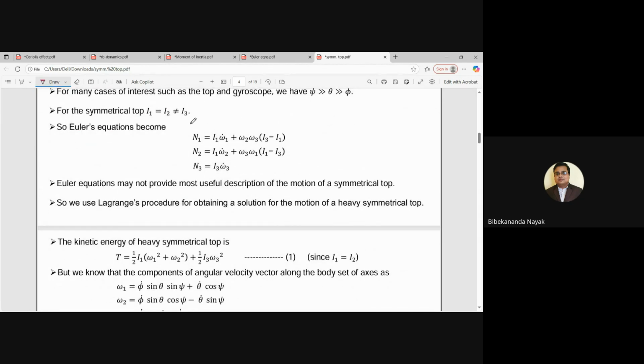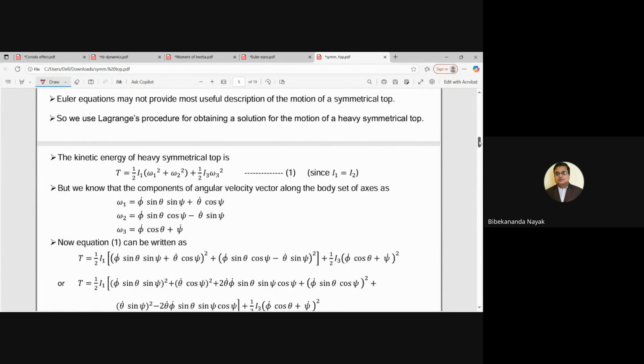For the symmetric top, we assume I1 is equal to I2, since the z-axis is an axis of symmetry. So Euler's equation becomes like this; the third term vanishes. Euler's equation may not provide the most useful description of a symmetric top, so here we use the Lagrangian procedure. For this we need kinetic energy and potential energy. Kinetic energy is half I1 omega1 squared plus half I2 omega2 squared. But I1 is equal to I2, so I can take I1 common.